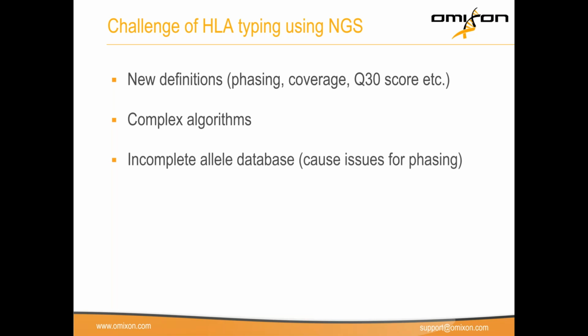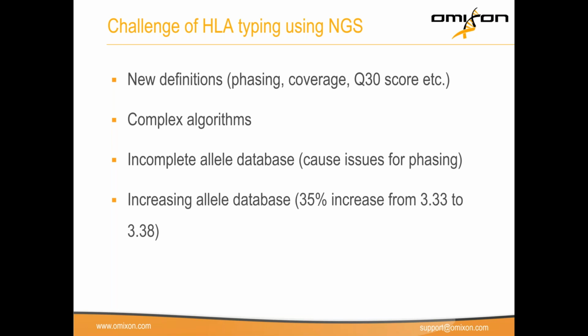Another challenge is the incomplete IMGT database that we are struggling with currently. The IMGT database has a lot of alleles, and the reference database is already very big. However, there are quite many alleles that are missing information, that are missing sequences. Especially for the HLA class 2 alleles, there are quite a lot that do not only miss the intron information, but as well the exons. And this can be quite an issue for proper phasing in our software.